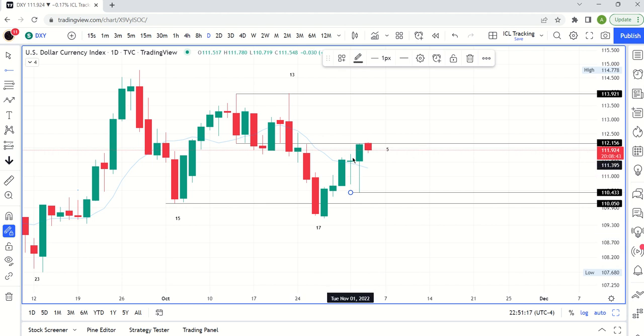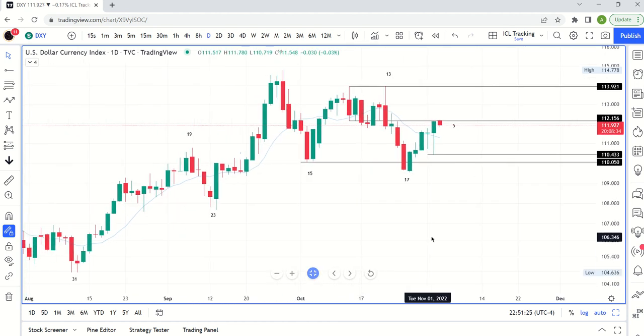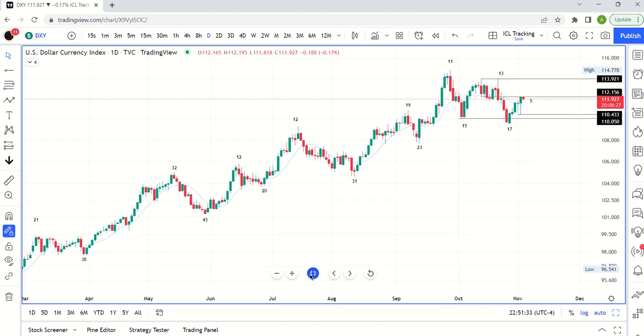And that is a low of 110.426, right? And we're up here at almost 112, right? And so this is just consolidation so far. We're going to have to watch it, and we can zoom into some lower time frames.